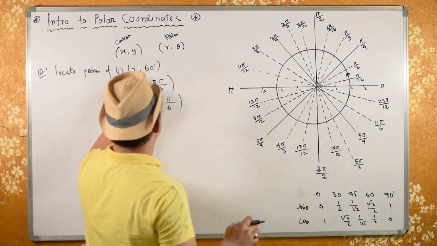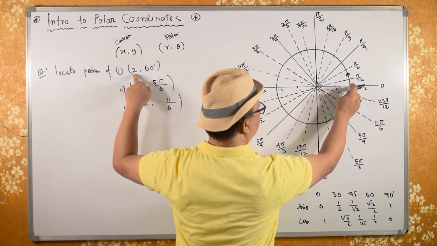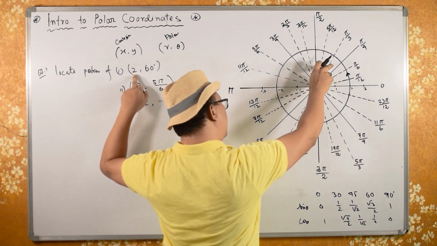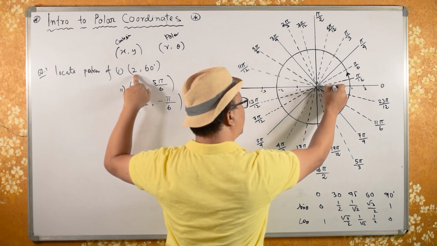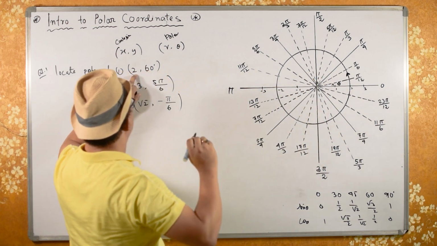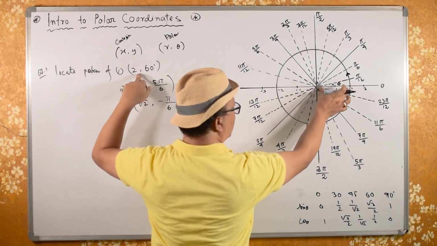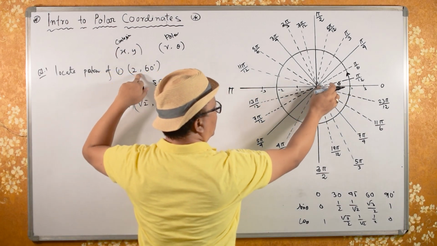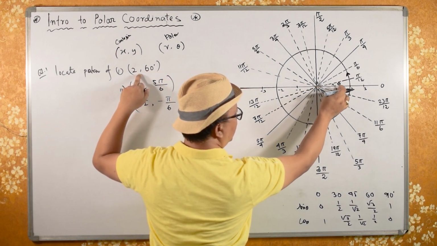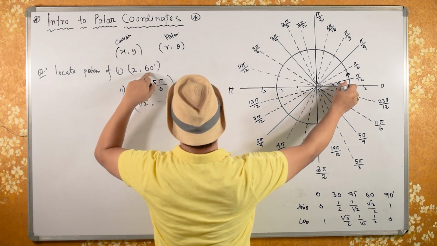Now R equals to 2. If you rotate like this, anti-clockwise, then we consider theta in this way. Now the point 2 comma 60 degree: R is 2 means radius is 2. Here radius 1 is here, radius 2 is here. Now from 2, rotate till you have 60 degree.